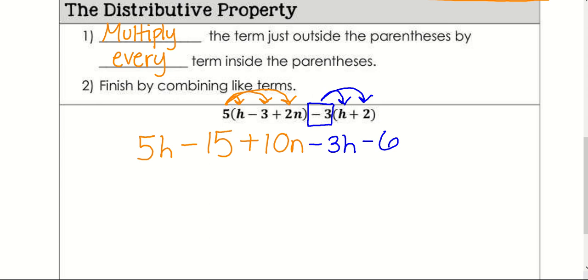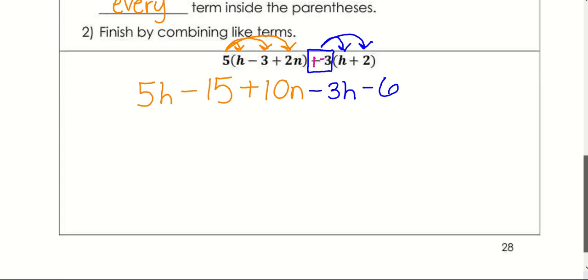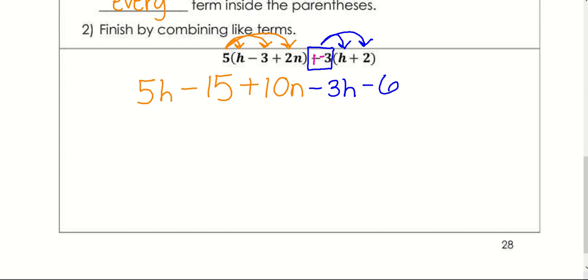If it helps you to make that plus a negative 3 to make it more obvious to you, you are welcome to do that too. And now step 2 says combine like terms. So I see I have a 5h and a negative 3h. So that gives me 2h.